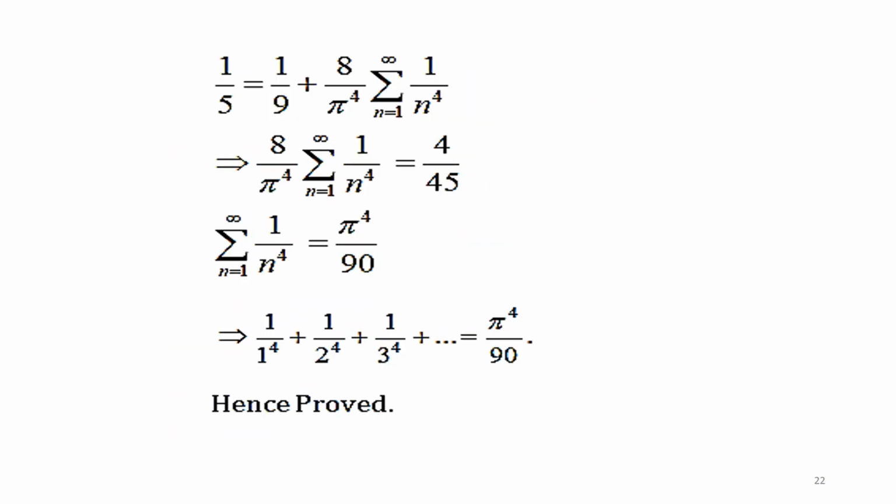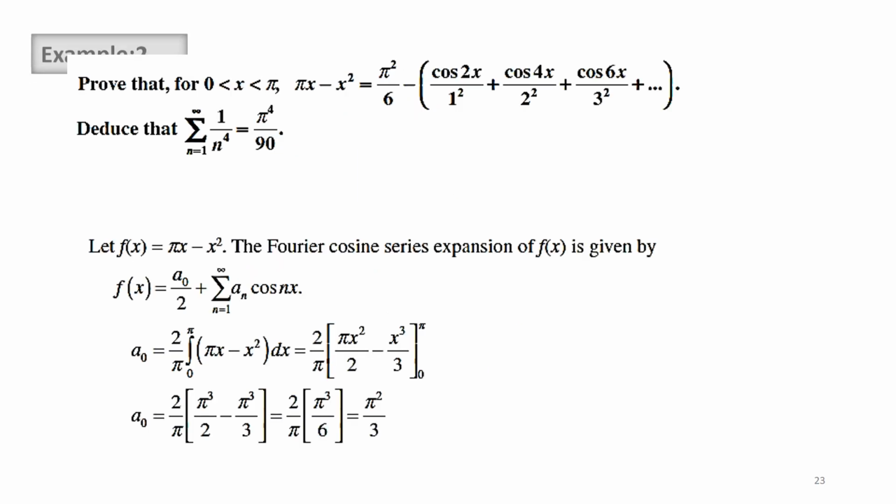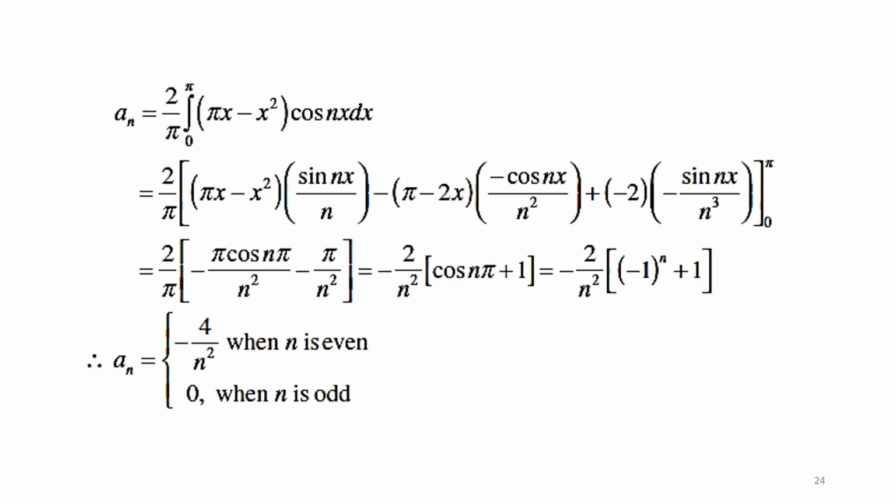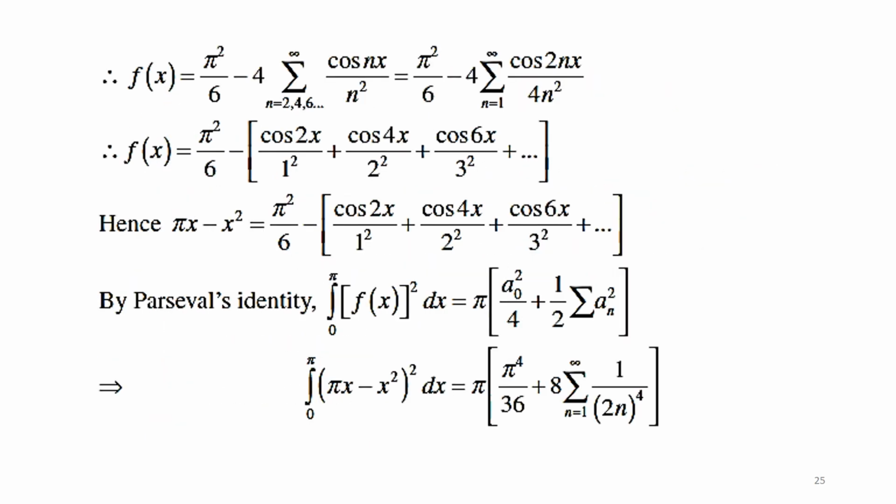You will get 1 by 1 power 4 plus 1 by 2 power 4 plus 1 by 3 power 4 plus etc. equal to pi power 4 by 90. Okay, and it is 0 to pi. It is in cos form. For cos means you have to use a cosine series, right? The cosine series formula, find a naught, find an value, then substitute in the f of x equation, and you will get an equation for f of x. Then that's fine, you have found it out.